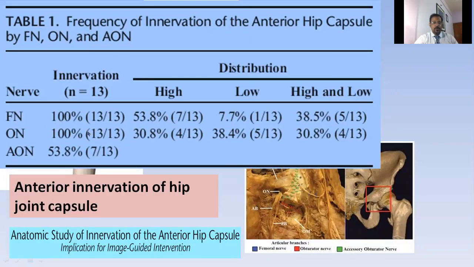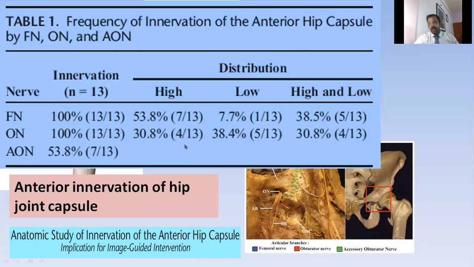You have 100% contribution from the femoral nerve and the obturator nerve, and 50% contribution from the accessory obturator nerve. In the femoral nerve, 50% is contribution from the high articular branches, and the high and low combined give around 38% innervation.